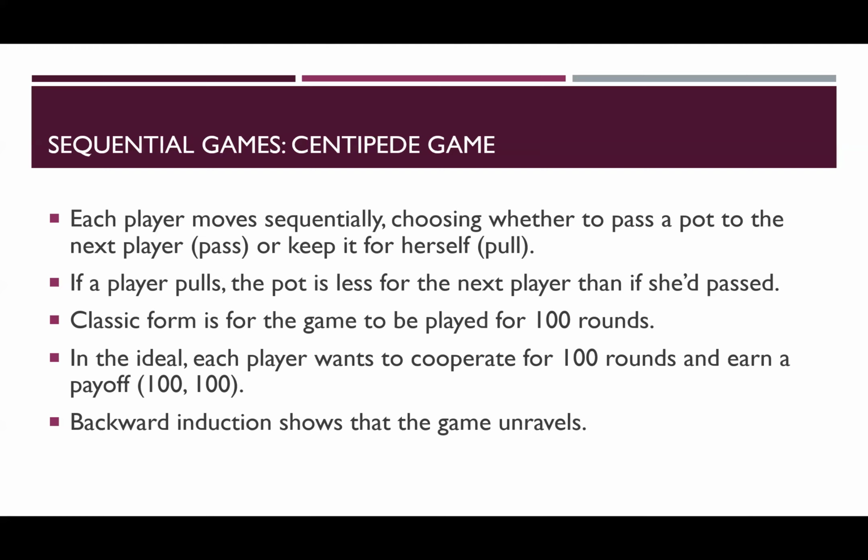We call the choice to pass the action pass, and the choice to keep it for themselves the choice to pull. So if a player pulls, the pot is going to be less for the next player than if they'd passed. And so the standard form of this game is for it to be played 100 rounds. The optimal equilibrium for each player is that if they cooperate for all 100 rounds, then they earn a payoff often of $100, right?